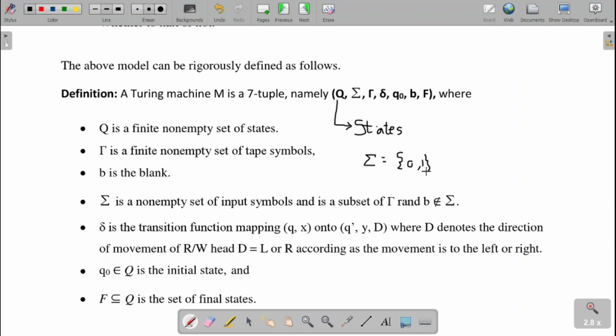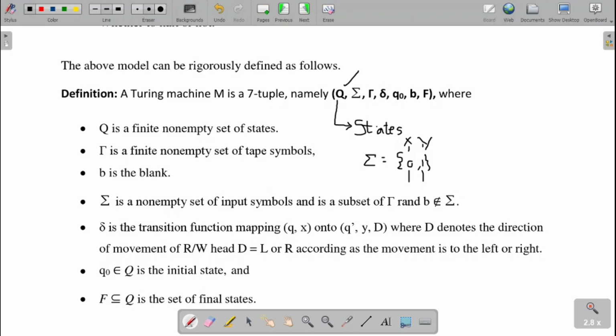Then next is tau. Tau is the set of tape symbols. Sigma is your input symbol, but tau is the tape symbol. In the tape symbols, suppose this 0 I will replace with X, and this 1 I will replace with Y. Then in tau we will have 0, X, 1, Y. All such combinations will be your tape symbols. But sigma is the allowed input symbols. Tape symbols can be replaced, and the blank is also a tape symbol. Then next, B stands for your blank.